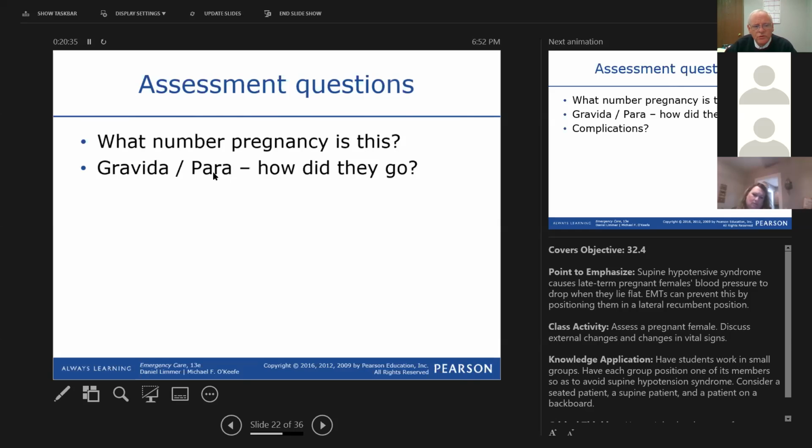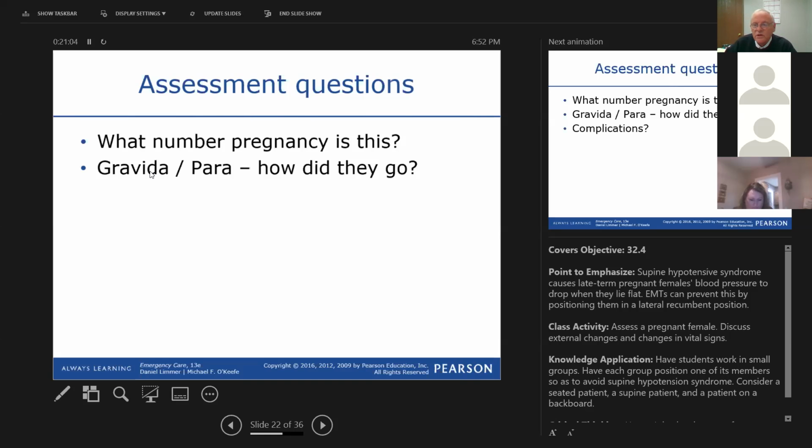And para is a term we use for the number of live births. So somebody who's pregnant for the first time would be a gravida 1, para 0. They're pregnant now, but they don't have any live births. If they're having their second child and there's been no miscarriages, they'd be a gravida 2, para 1. So that's a common language that we use in medicine when it comes to pregnant people. Everybody knows what that means.